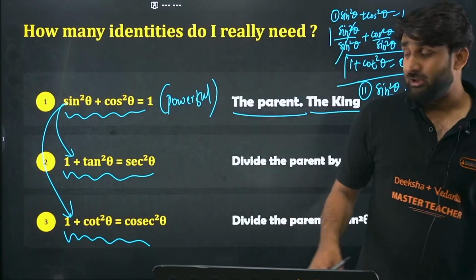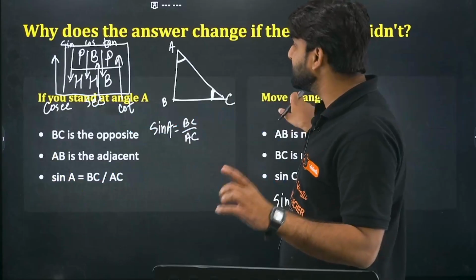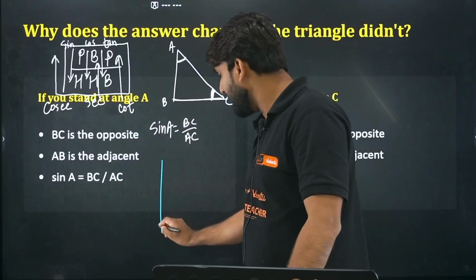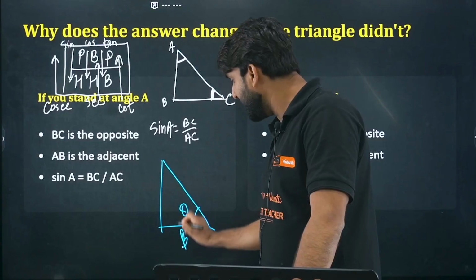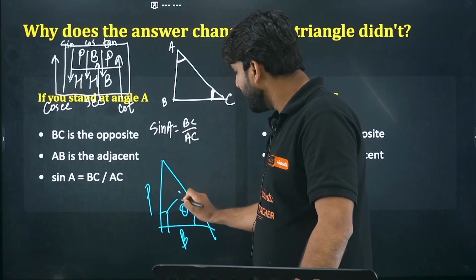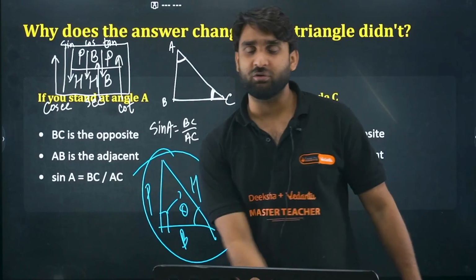So these are very important things, and again I'm repeating, the most important thing is the right angle triangle. Understanding the right angle triangle, understanding the base, where the perpendicular is, and where the hypotenuse is. This is very important to understand, everyone.